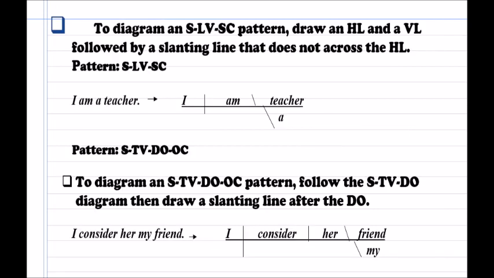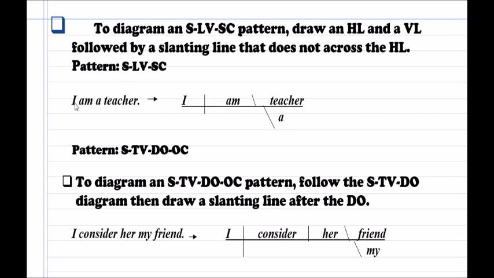Now, to diagram an S, LV, SC pattern, you have to draw a horizontal line and a vertical line followed by a slanting line that does not cross the horizontal line. For example, I am a teacher. Now, let's first identify the subject and the predicate. The subject would be I, and the predicate is am a teacher.